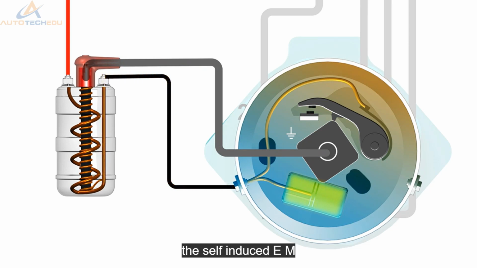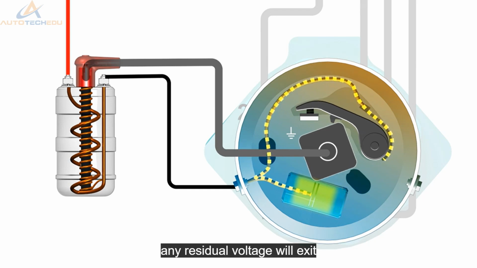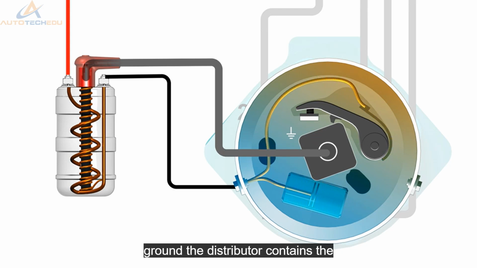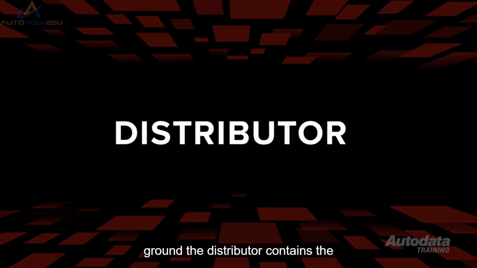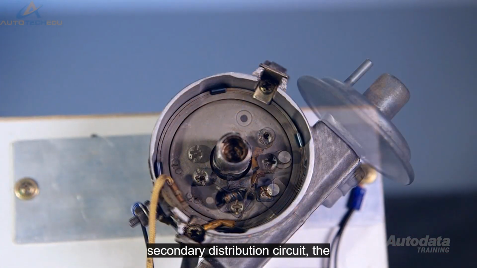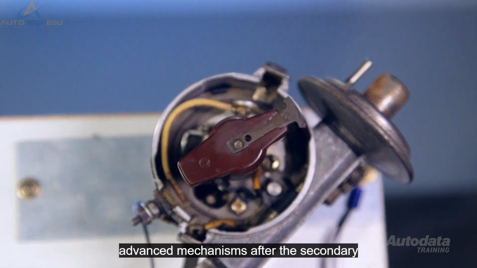The self-induced EMF can be as high as 400 volts and may influence the primary windings for the next saturation period. When the points close, any residual voltage will exit the capacitor and discharge to ground. The distributor contains the secondary distribution circuit, the primary switching circuit, and the advanced mechanisms.